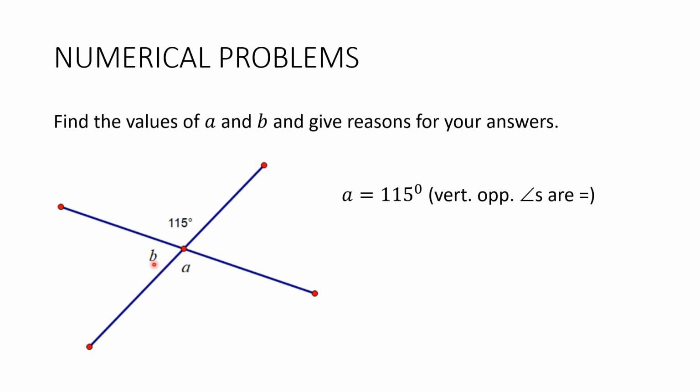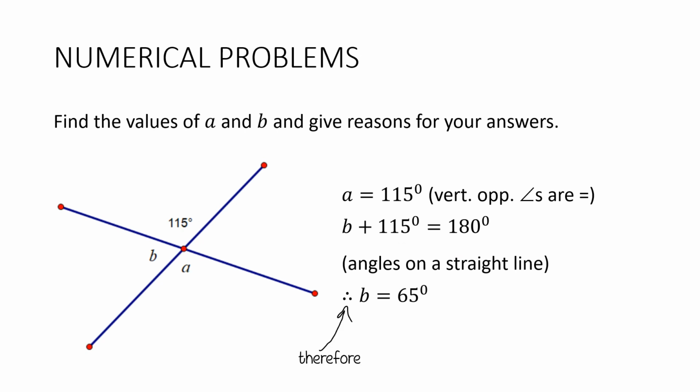Now, what about B? These two are on a straight line, so they're supplementary angles. They add up to 180 degrees. So I'm going to write B plus 115 degrees is equal to 180 degrees. Here's my reason, angles on a straight line. Now let's subtract 115 from 180. Therefore, B is equal to 65 degrees.